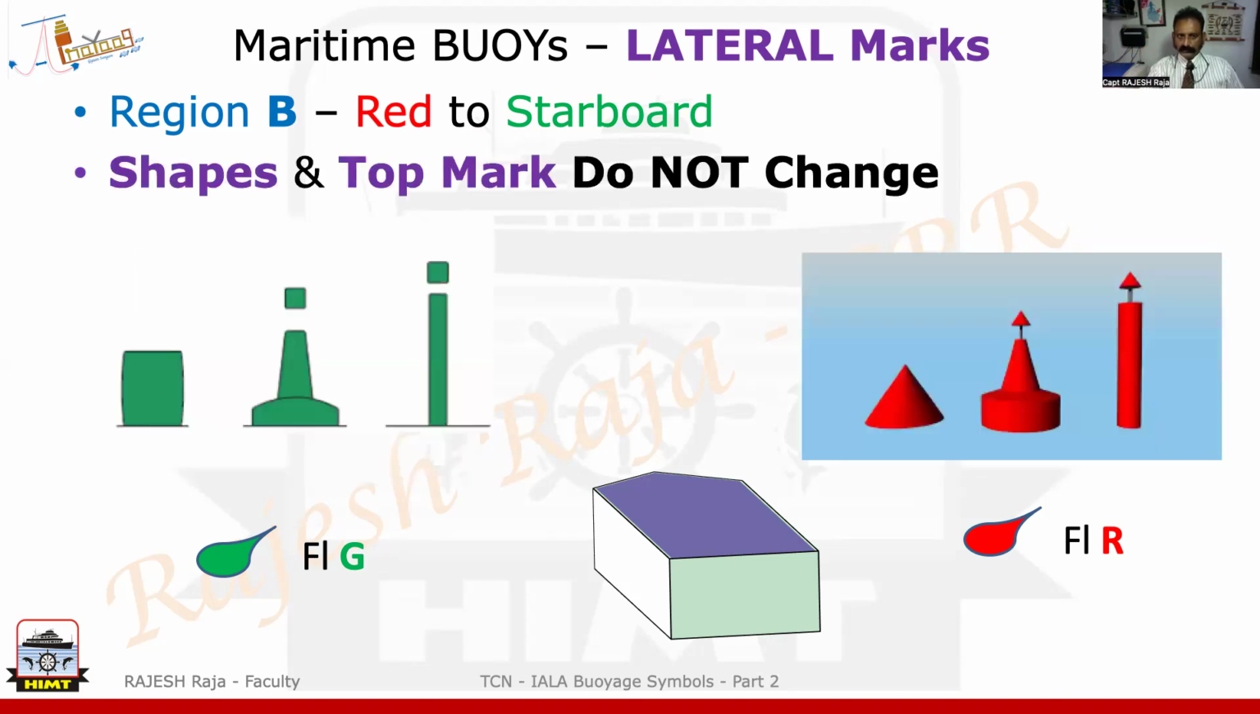Please see here. The shapes of the buoys and the top marks do not change in any of the region systems. That means system A, system B, they are still the same. Port side will have can and the starboard side will have cone. So this is something you can remember easily. That means the top mark and the shape of the buoys don't change. It's only the color that changes. So this is what you'll have to remember for region B. I would suggest instead of trying to remember too many things, remember one side and you can always go to the other side. Okay? So these top marks are still the same. They don't change.